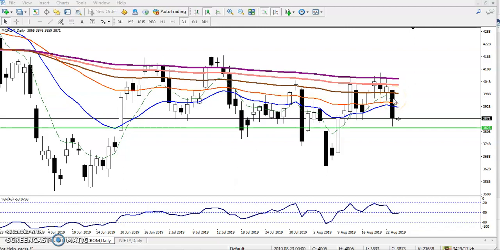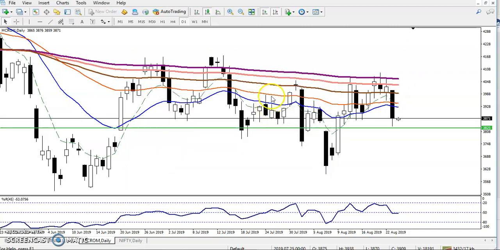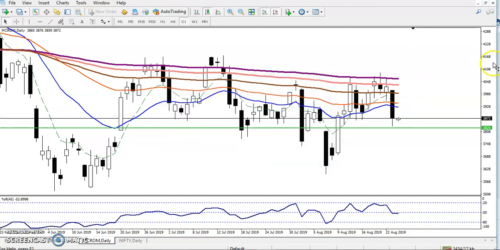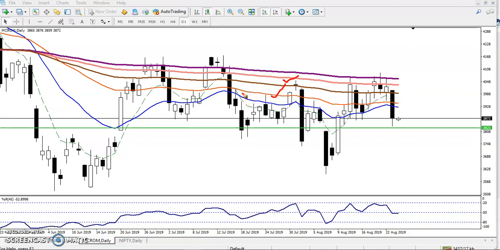Why am I saying crude oil is running in a downtrend? Because you can see this red line. This is the 50 exponential moving average, running below the 150 exponential moving average. Because the 50 is running below the 150, we confirm that the trend is down. Remember, in the daily time frame.